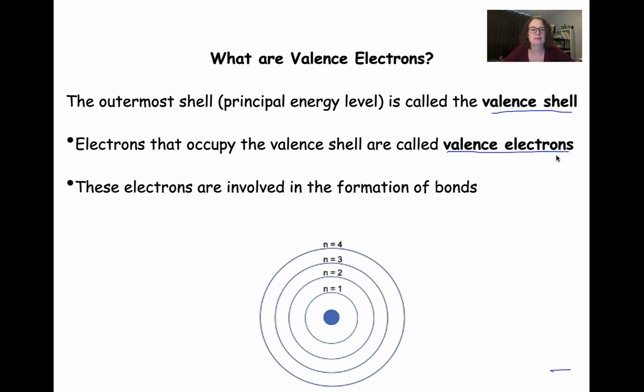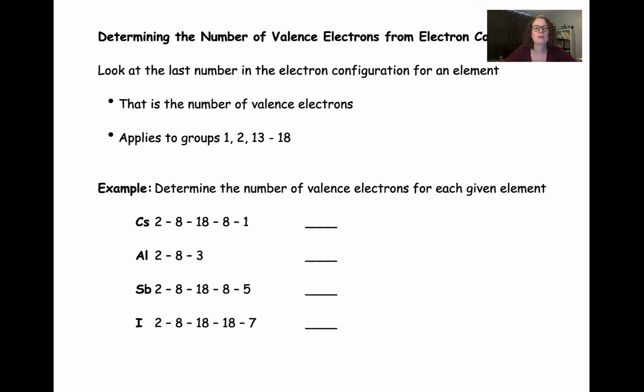And we care about these electrons because they're the furthest out on the atom, so they tend to be involved in the formation of bonds. For any atom, we can determine the number of valence electrons by looking at the electron configurations. We have our electron configurations on the periodic table, and the last number in that electron configuration will be our total number of valence electrons.